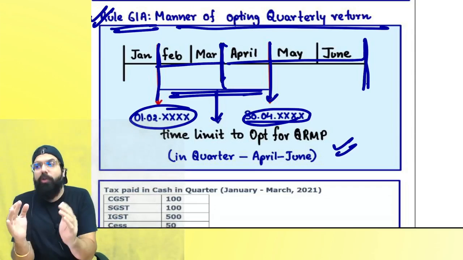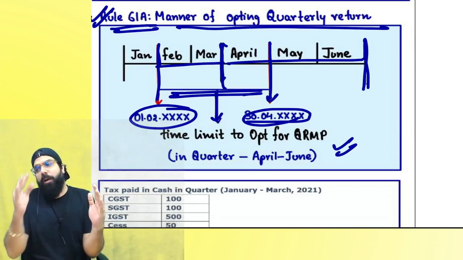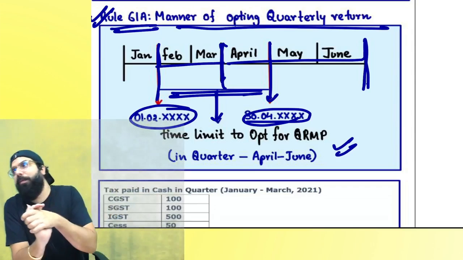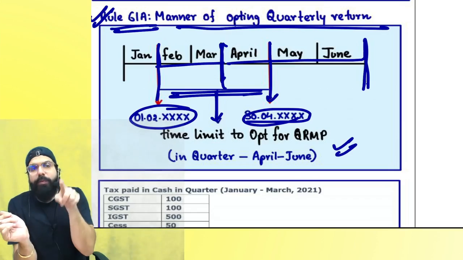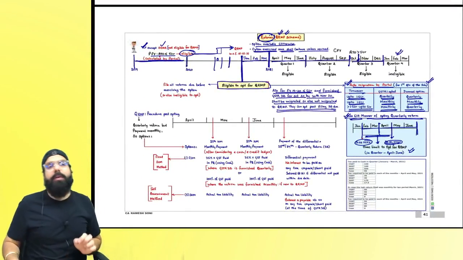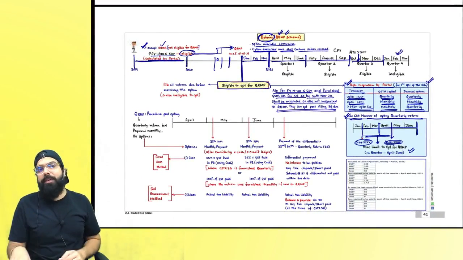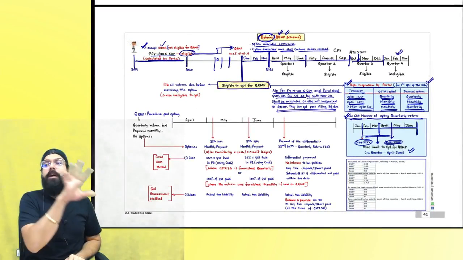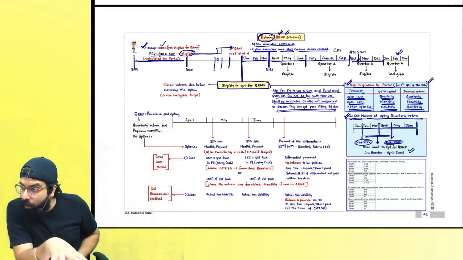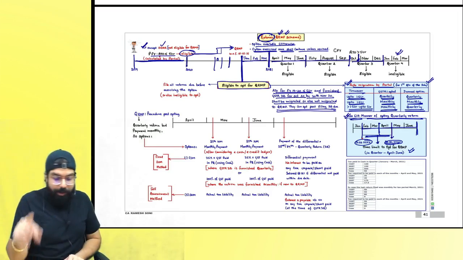But if you want to opt for a quarter, how to opt, everyone? 2 months prior you have to go online and opt, or 1 month after the starting of the quarter, meaning till the first month of the quarter you can go ahead and opt for the QRMP scheme. Always remember, everyone, whenever it is the QRMP scheme, you are going to file the return quarterly, but the tax payment has to be done monthly.